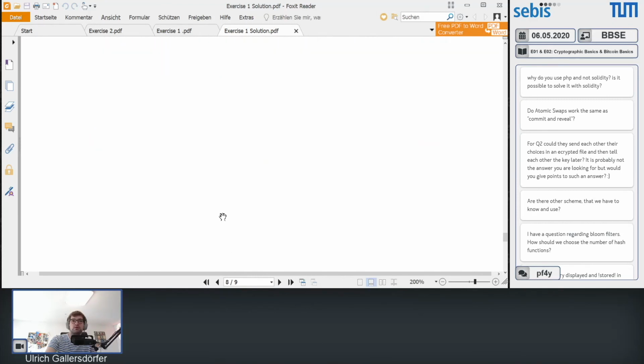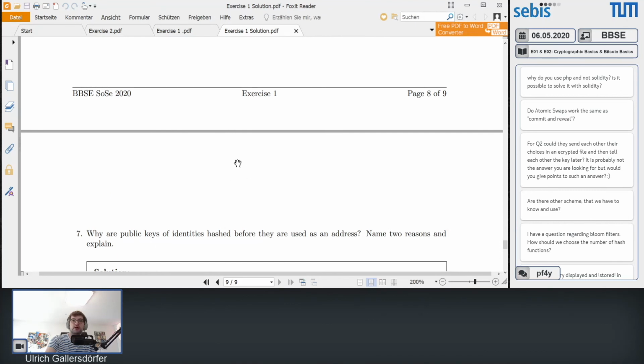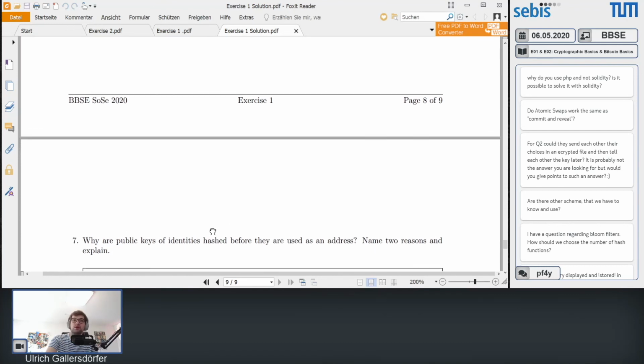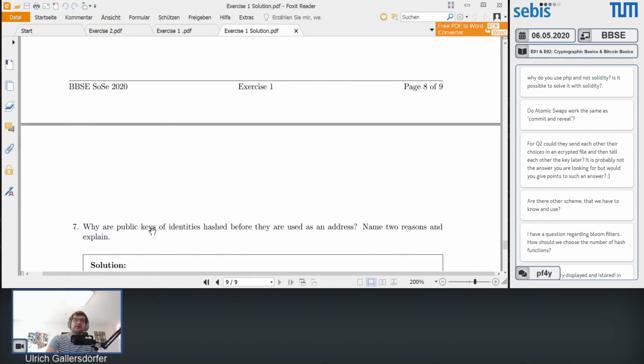Okay, let's move to the last question, and the last question is about public keys of identities. We also covered this in the lecture, so that's not too important there, but why are public keys of identities hashed before they are used as an address? Name two reasons and explain. There are two reasons exactly as put in the slides. The first reason is that public keys are rather long, and hashes basically reduce the public key sizes to a more easily handleable form.